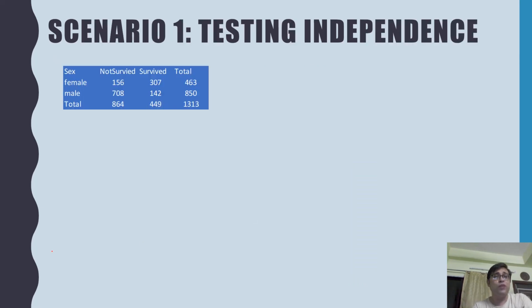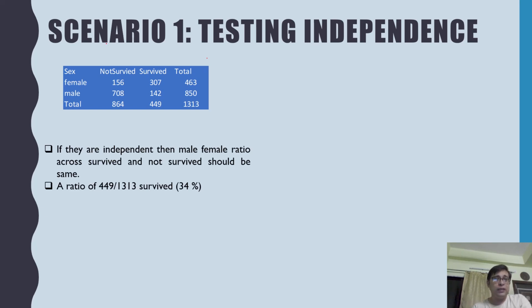All right. So first we simply calculate the row totals and column totals. And then we try to test independence. So let's try to understand what we mean by independence. If the gender and the survival status are completely independent, that is, the gender doesn't influence it, then we see that the ratio of survived is around 34%. So 449 survived out of 1313, which turns out to be 34%.